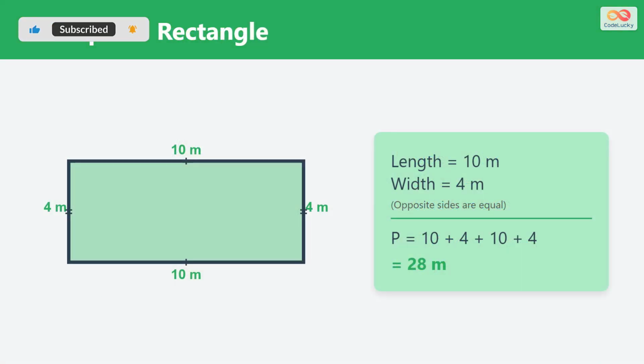Now for a rectangle. This rectangle has a length of 10 meters and a width of 4 meters. Remember, in a rectangle, opposite sides are equal. So we add 10 plus 4 plus another 10 plus another 4. The total is 28 meters.